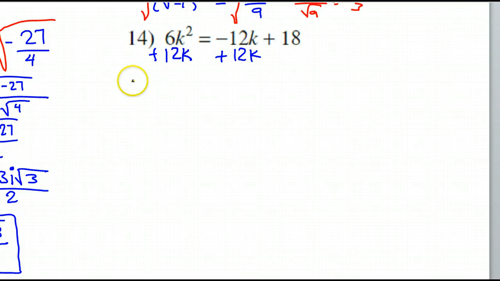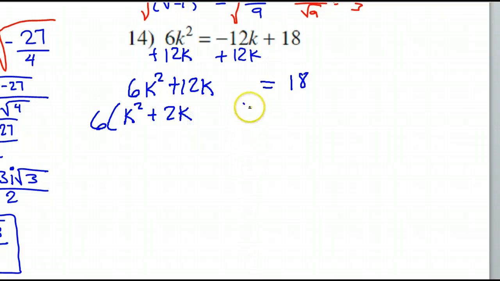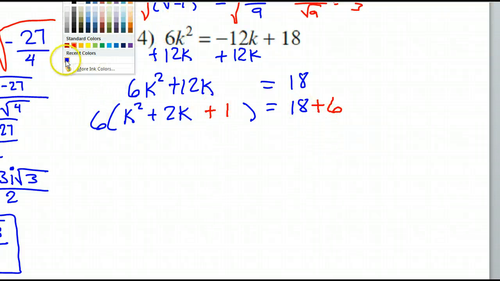So this is going to give us 6k² + 12k, leave a space, is equal to 18. Do not do half the middle squared right now. Bring the 6 out. So that's going to be 6(k² + 2k), leave a gap, is equal to 18. Now we'll do our half the middle squared, which would be 1. Am I going to add a 1 over here too? No, I don't think so. I'm going to add a 6. You got it. Add a 6, because 6 times 1 is 6. I hope you understood that.